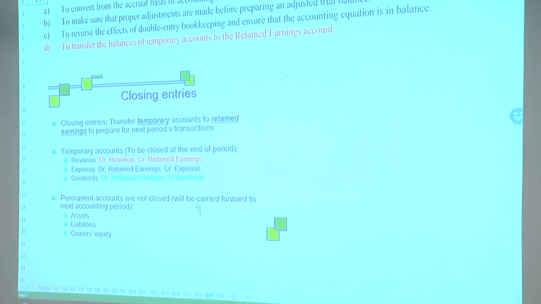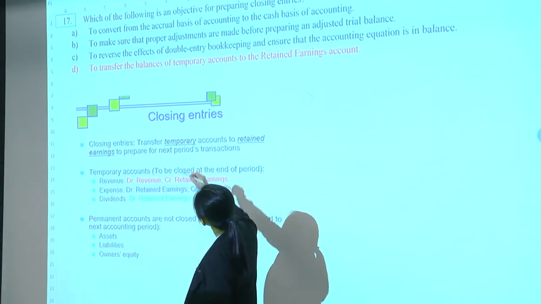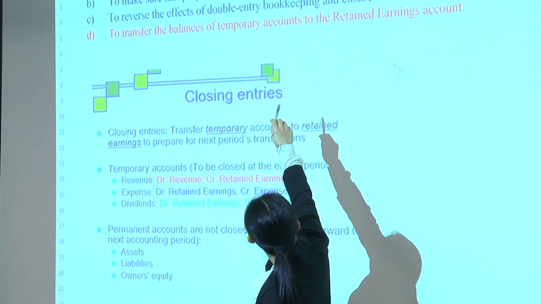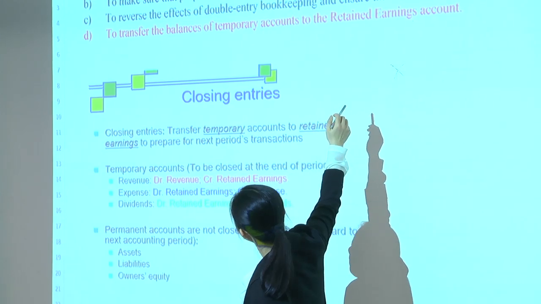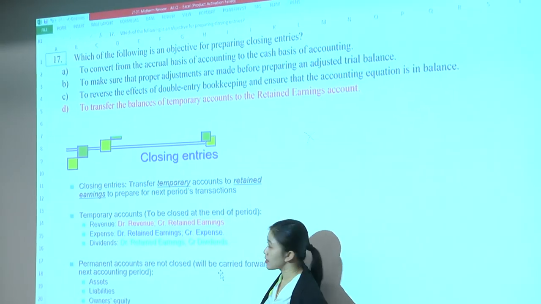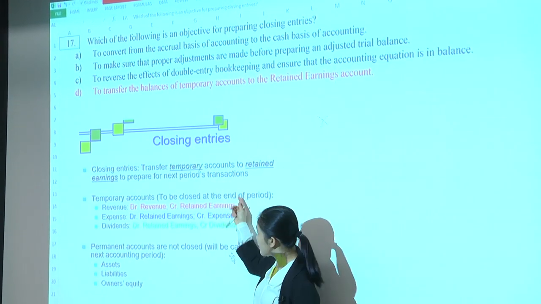Closing entries, that's what we slightly touched before. We close the temporary accounts to retained earnings account. Correct answer is D, and we have a whole slide talking about it. We close entries at the end of the year. Again, we close the entries.